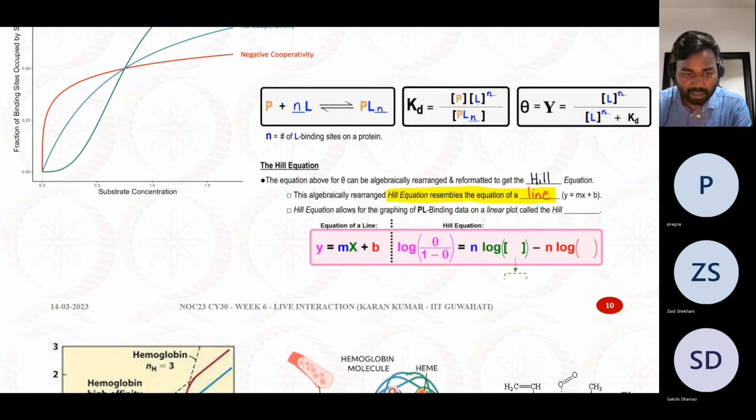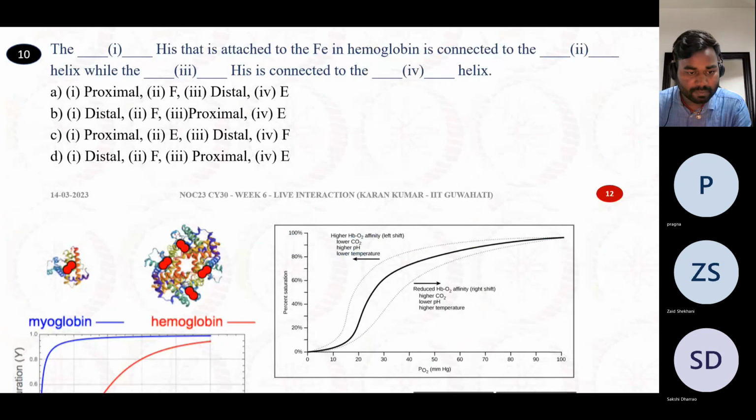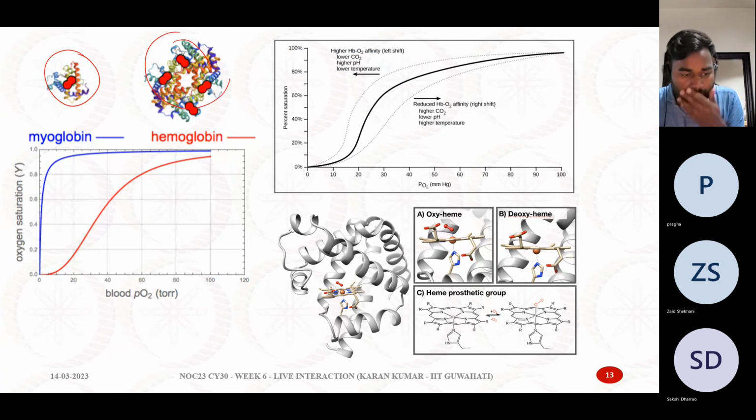What do you mean by hyperbolic? Let me go through this slide. Yeah. So here the two structures of myoglobin and hemoglobin are given. Now, when the oxygen partial pressure, okay, here in the y-axis you will see the oxygen saturation.